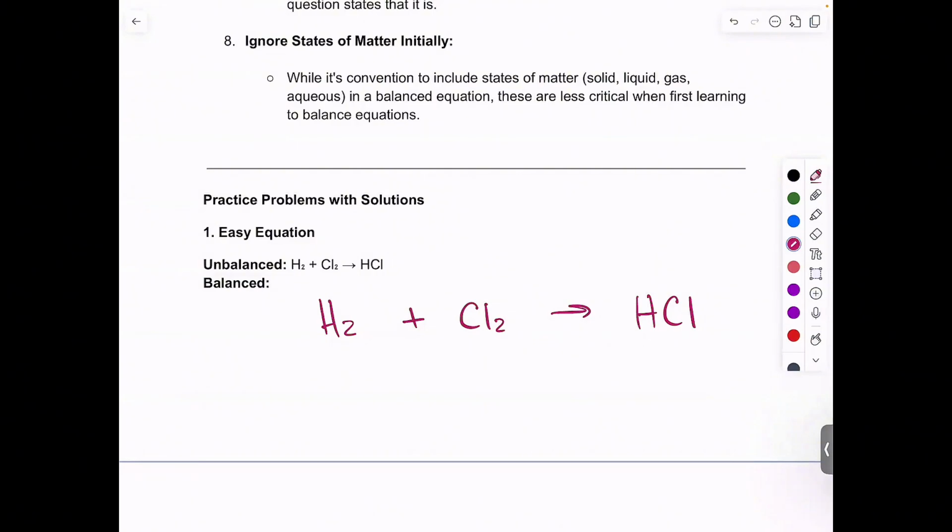The only thing we really need to do here is just pop in a 2, right? Because we have 2 hydrogens and 2 chlorines on the left, and then of course we have 2 hydrogens and 2 chlorines on the right. Again, pretty easy. We're just making sure all of our atoms are accounted for. So what we're saying here is if I have 1 H2 molecule and 1 Cl2 molecule, I'll end up with 2 HCl molecules.